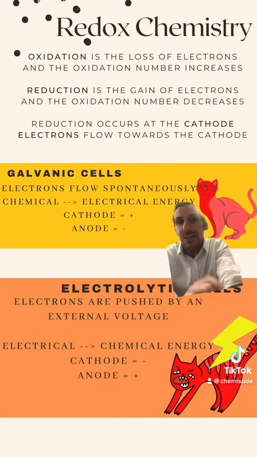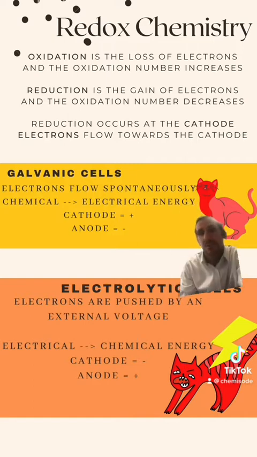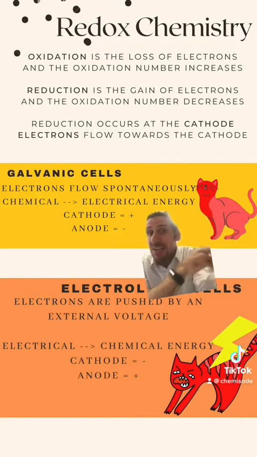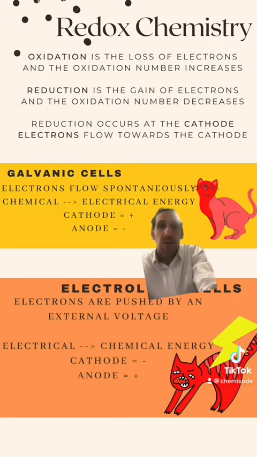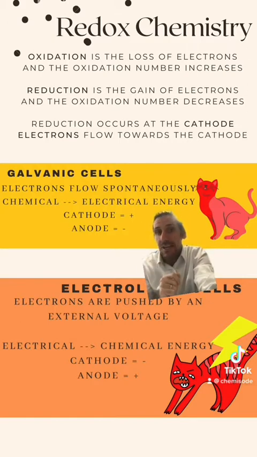What I've got here in my two colored sections is where galvanic cells slightly differ from electrolytic cells. What we studied at the start of Unit 3 and also in Year 11 were galvanic cells, where electrons were flowing spontaneously and we were converting chemical energy to electrical energy. These are used in batteries, and in galvanic cells our cathode was positive and our anode was negative.